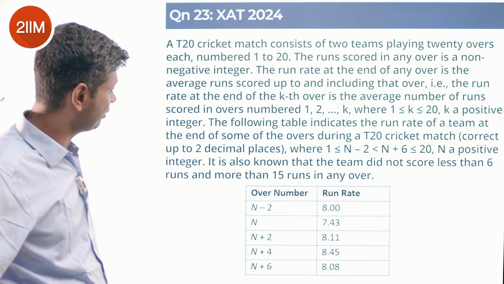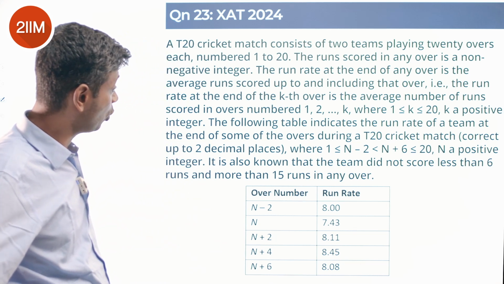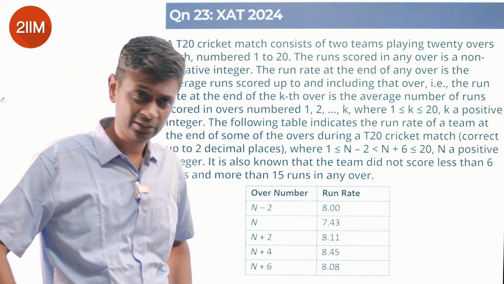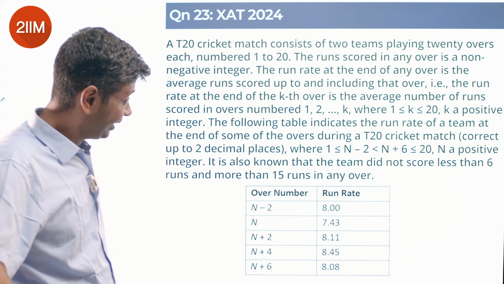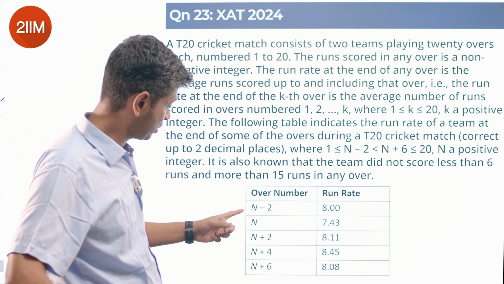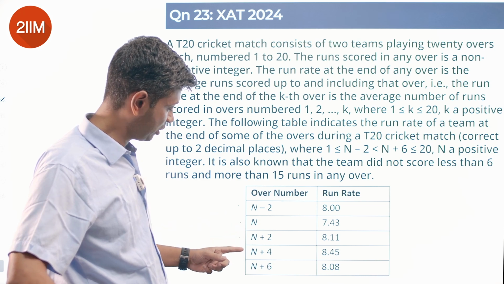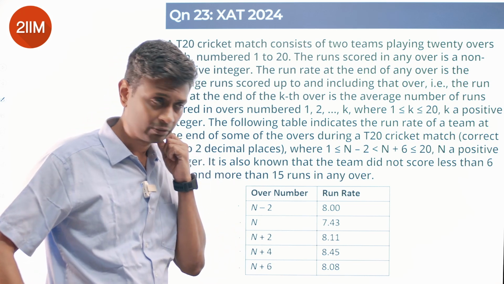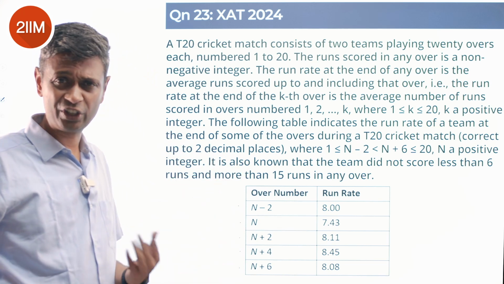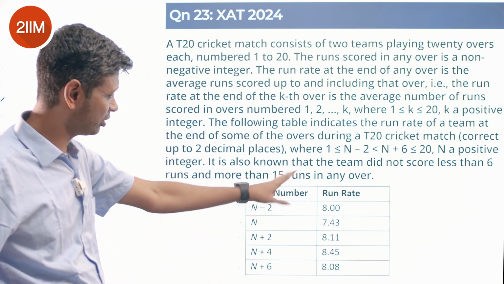The following table indicates the run rate of a team at the end of some of the overs during a T20 cricket match, up to 2 decimal places. 1 less than or equal to n minus 2 less than n plus 6 less than or equal to 20. So n minus 2 overs, n overs, n plus 2 overs, n plus 4 overs, n plus 6 overs. Each of these is a positive integer, because there is a run rate given there.